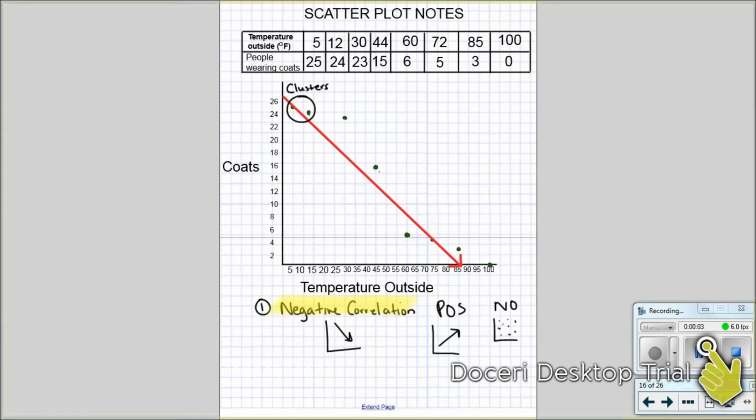Are there any outliers that we see? So I'm going to give you a second if there's anything you would consider an outlier. So it kind of looks a little bit off, doesn't quite fit our information. Go ahead and circle and label that as an outlier.